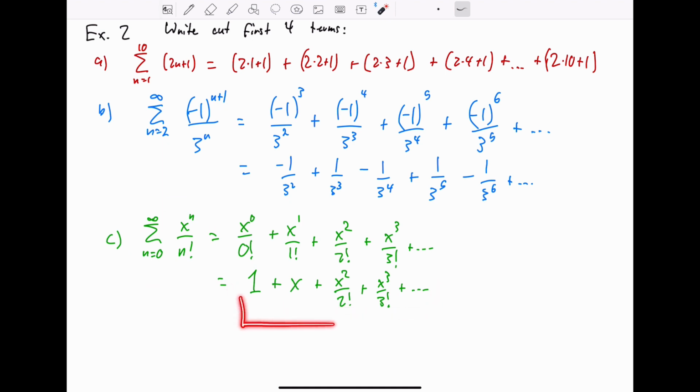I would encourage you actually, try pausing the video and try plugging this polynomial into Desmos. Take more and more terms and see if you can guess what this polynomial starts to behave like.